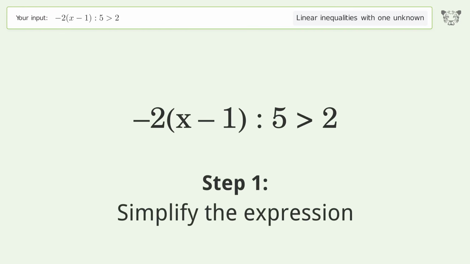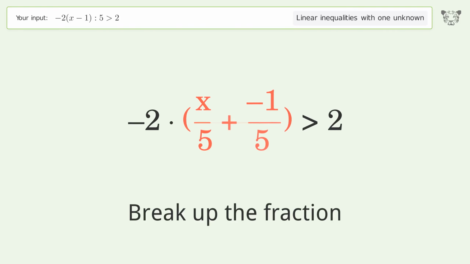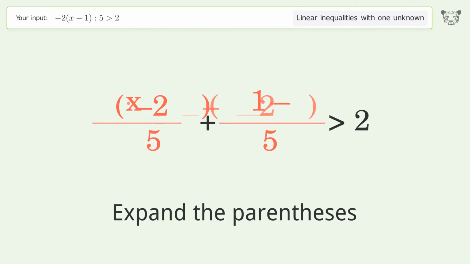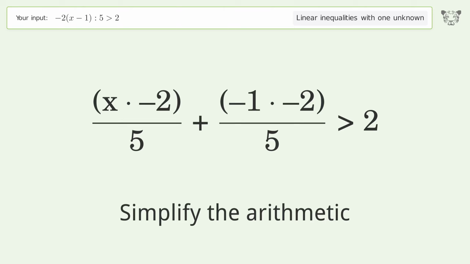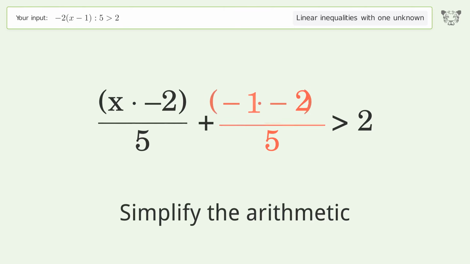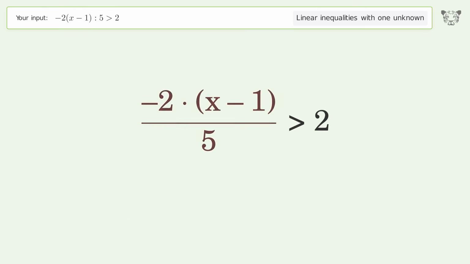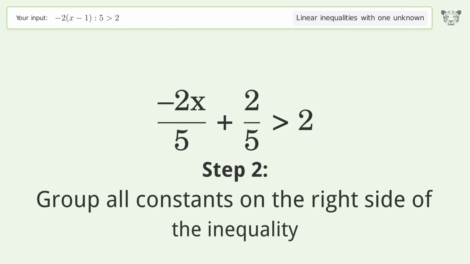Simplify the expression. Break up the fraction. Expand the parentheses. Simplify the arithmetic. Group all constants on the right side of the inequality.